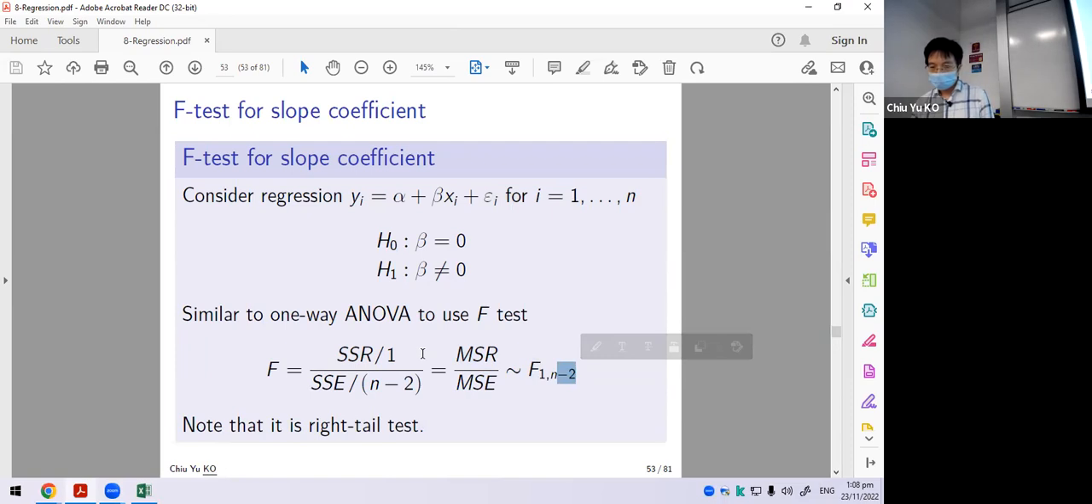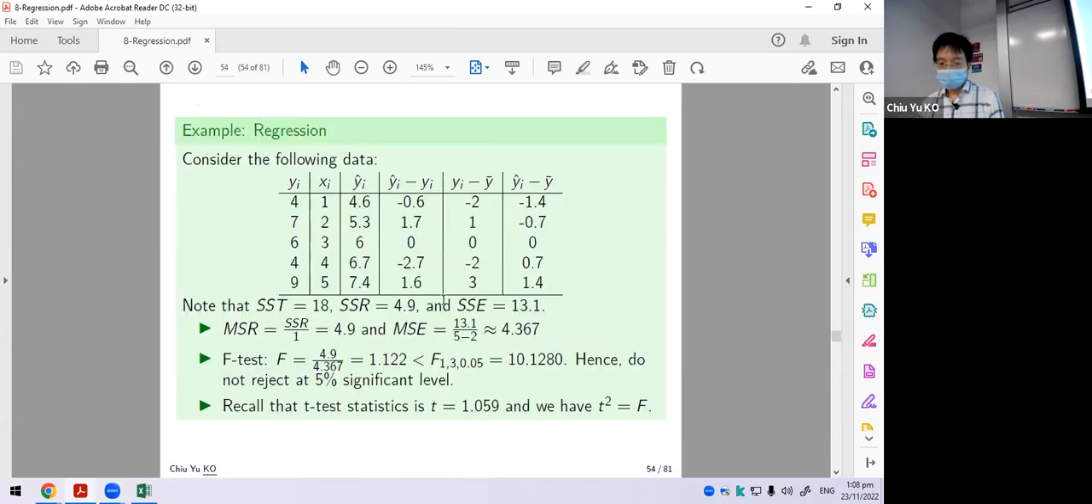And this is a right tail test, because you would expect the MSR is bigger than MSE. So this is the same as what we do in ANOVA. There's nothing new compared to one-way ANOVA. Just like within group compared to between group, the between group is much larger than the within group, and the grouping only has one group, whether you are on the line or not on the line. The grouping is a line. I think this is pretty straightforward.